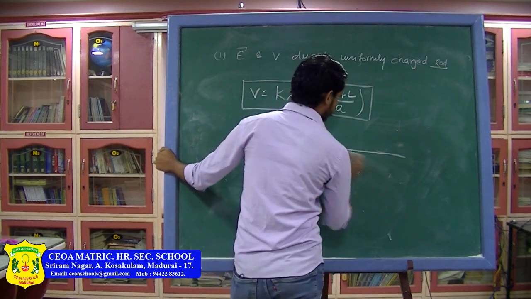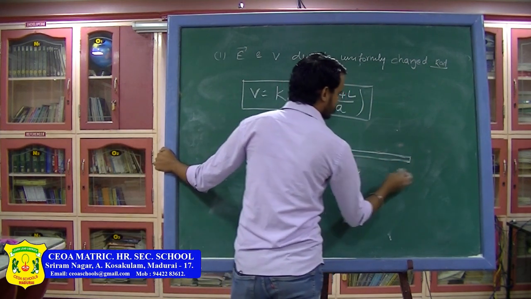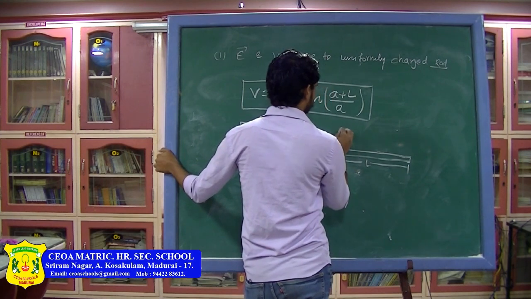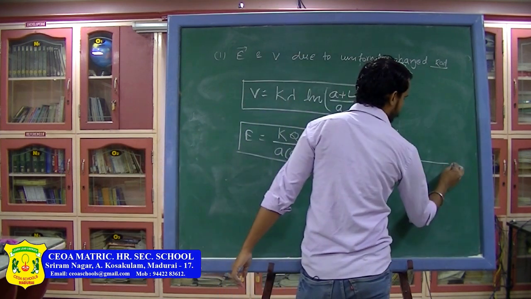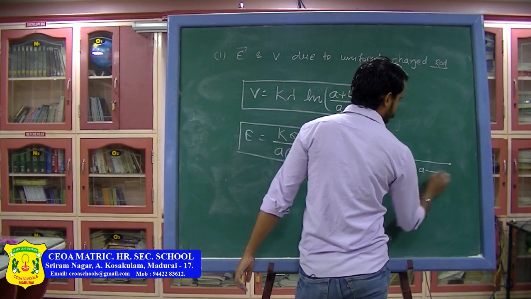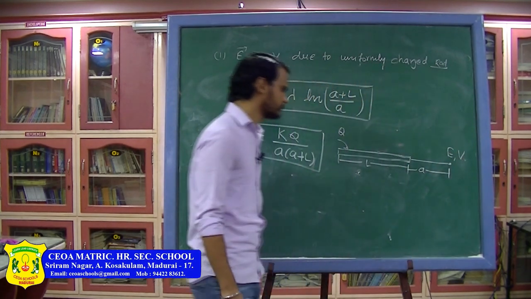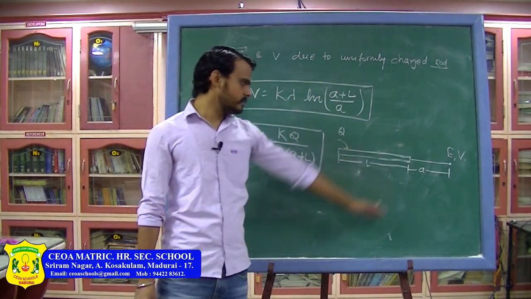Again remember, this is for a rod whose length is L and charge on this rod is Q, and we are finding electric field and potential at a distance a from one of the ends. So here we have found out the electric field and potential. So finally you have to remember this thing.